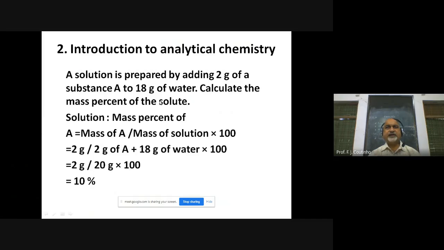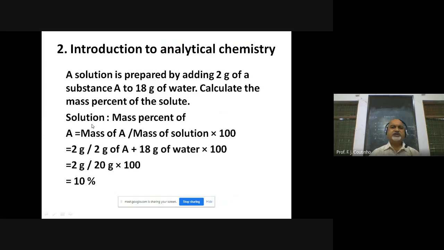Whenever we are trying to solve a problem, we try to bring all the units into one particular configuration, maybe MKS system or CGS system, whatever it is. So here it is 18 grams of water. Now calculate the mass percentage of the solute. Water is the solvent, and the solute is 2 grams of substance A.